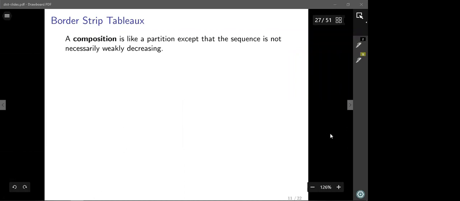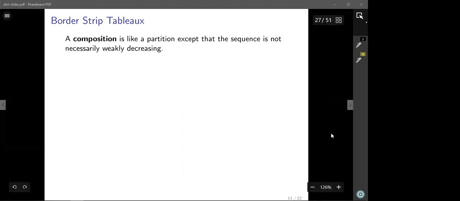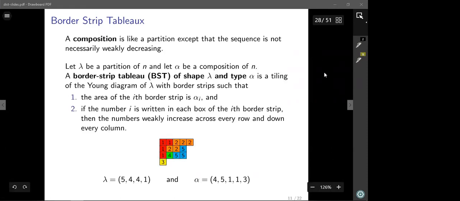All right, so one more definition here. A composition of the number n is just like a partition. So it's a sequence of numbers that add up to n, except that I'm not requiring it to be weakly decreasing. It can be in any order, but it does have to sum up to n. And now here comes the most crucial definition of the Murnaghan-Nakayama rule.